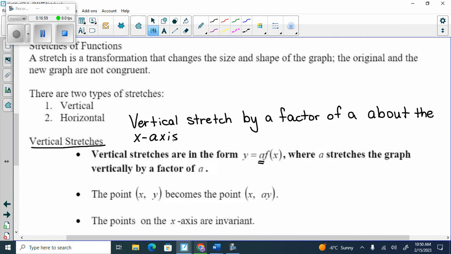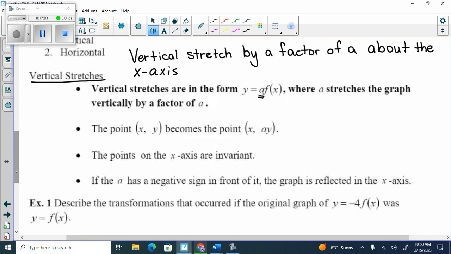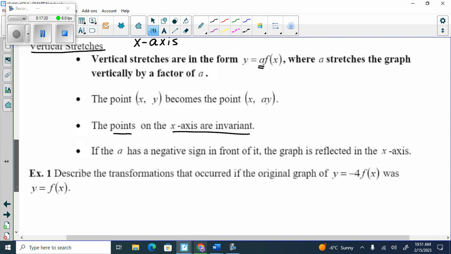So the point x, y becomes x, a y, and the points on the x-axis are invariant. If a has a negative sign, that doesn't mean it stretches. If a is a negative sign, that's that reflection. Okay? So we're going to look at example 1.